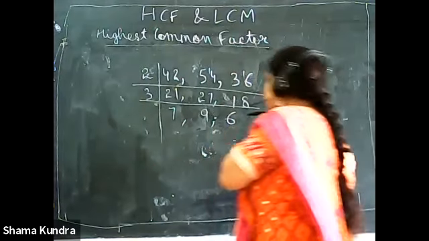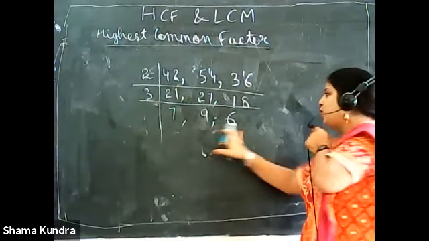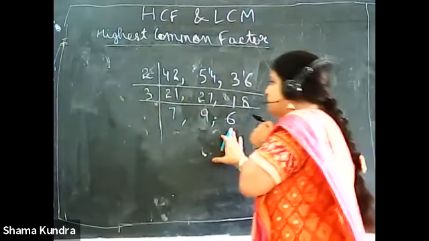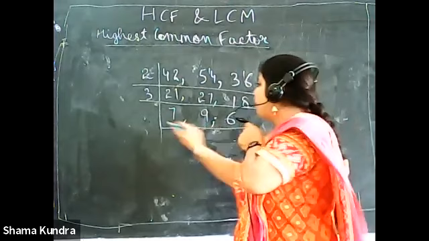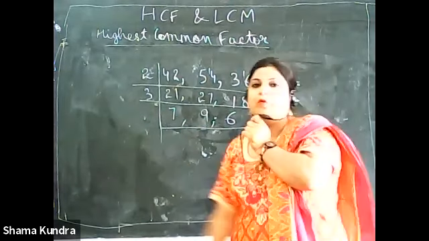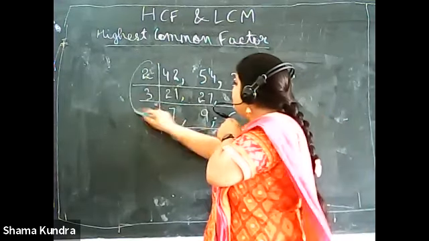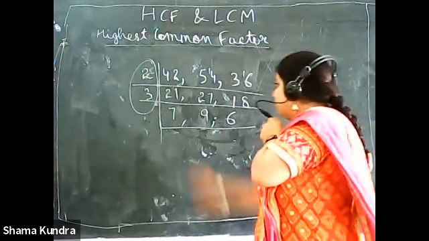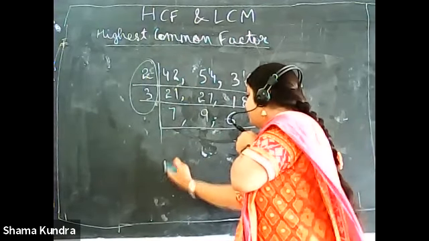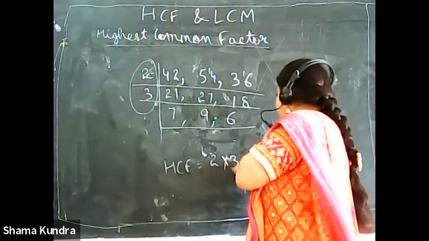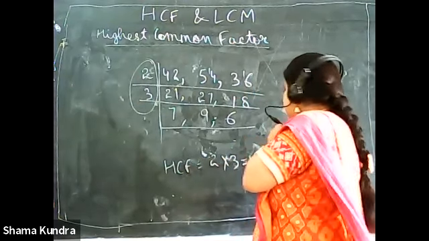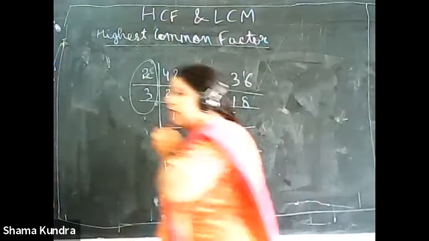Now there is no number which can divide all these three numbers. So stop over here, and simply multiply the elements on the left-hand side, and you will get the HCF: 2 into 3 equals 6. This is another method to find HCF.